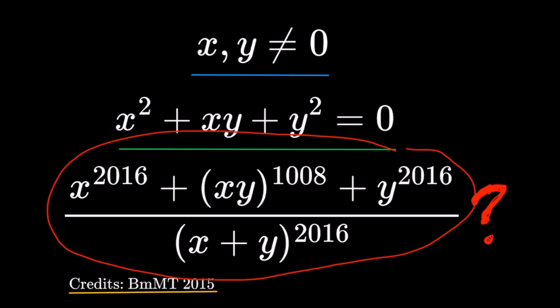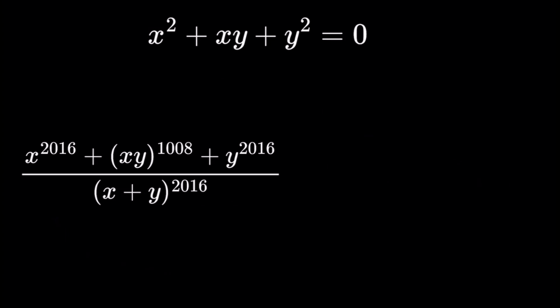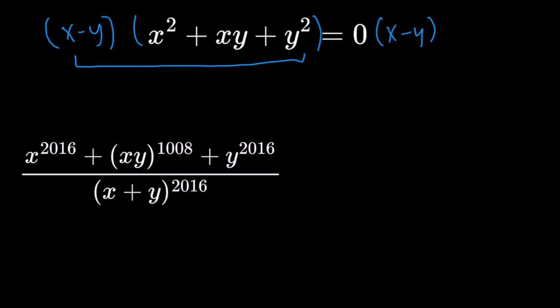Now let's first take a look at the given, because we have x squared plus xy plus y squared equal to 0. And this is kind of familiar. The left-hand side is one of the factors if you factor x cubed minus y cubed, the difference of cubes. If I multiply both sides by x minus y, we should be able to see that this is just the factored form of x cubed minus y cubed on the left-hand side. And the right-hand side just becomes 0.